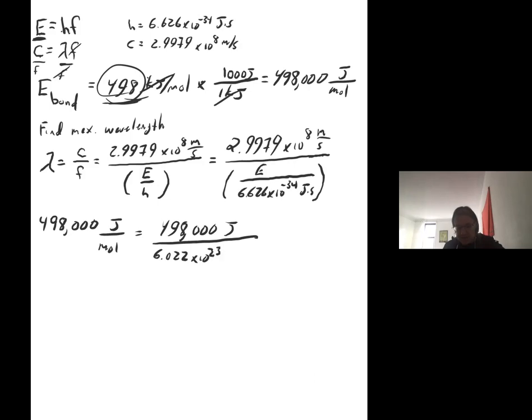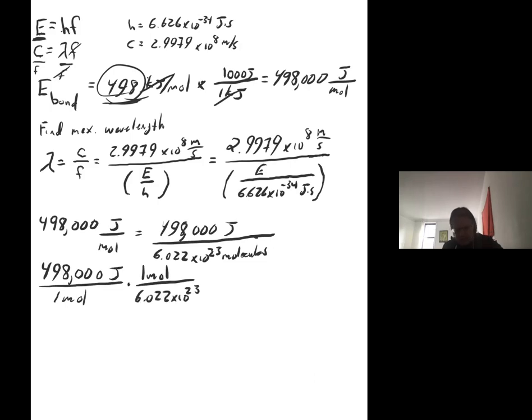So really all we want to do is figure out how much is one molecule. So it's 498,000 joules per mole. What that means, and we did this back in chapter 3, is that a mole is 6.022 times 10 to the 23rd molecules. But we don't want it for every 6.022 times 10 to the 23rd molecules. We just want it for one molecule, one photon of energy. So I'm going to say 498,000 joules per 1 mole, and 1 mole is 6.022 times 10 to the 23rd. Then the moles will cancel, and that will give us the value for one molecule.